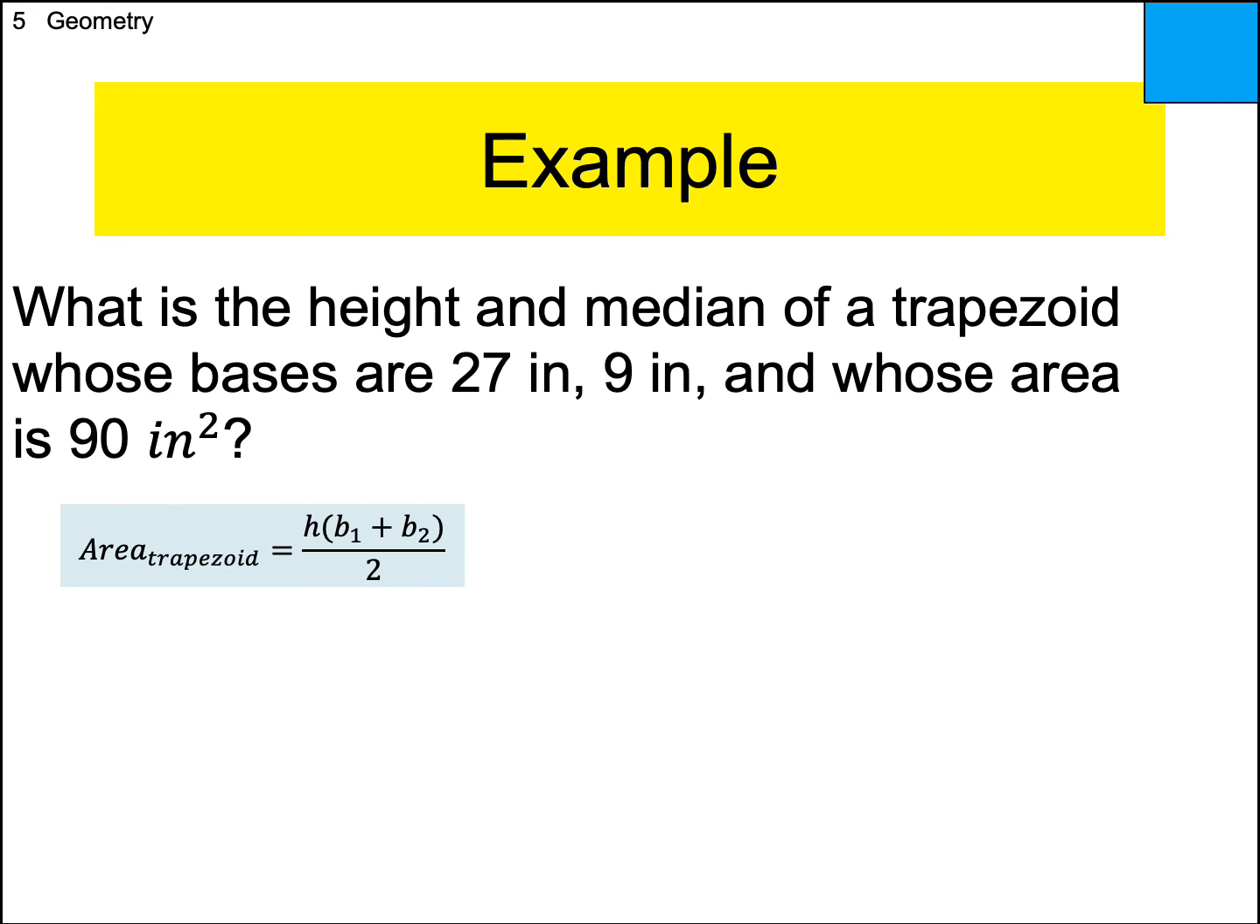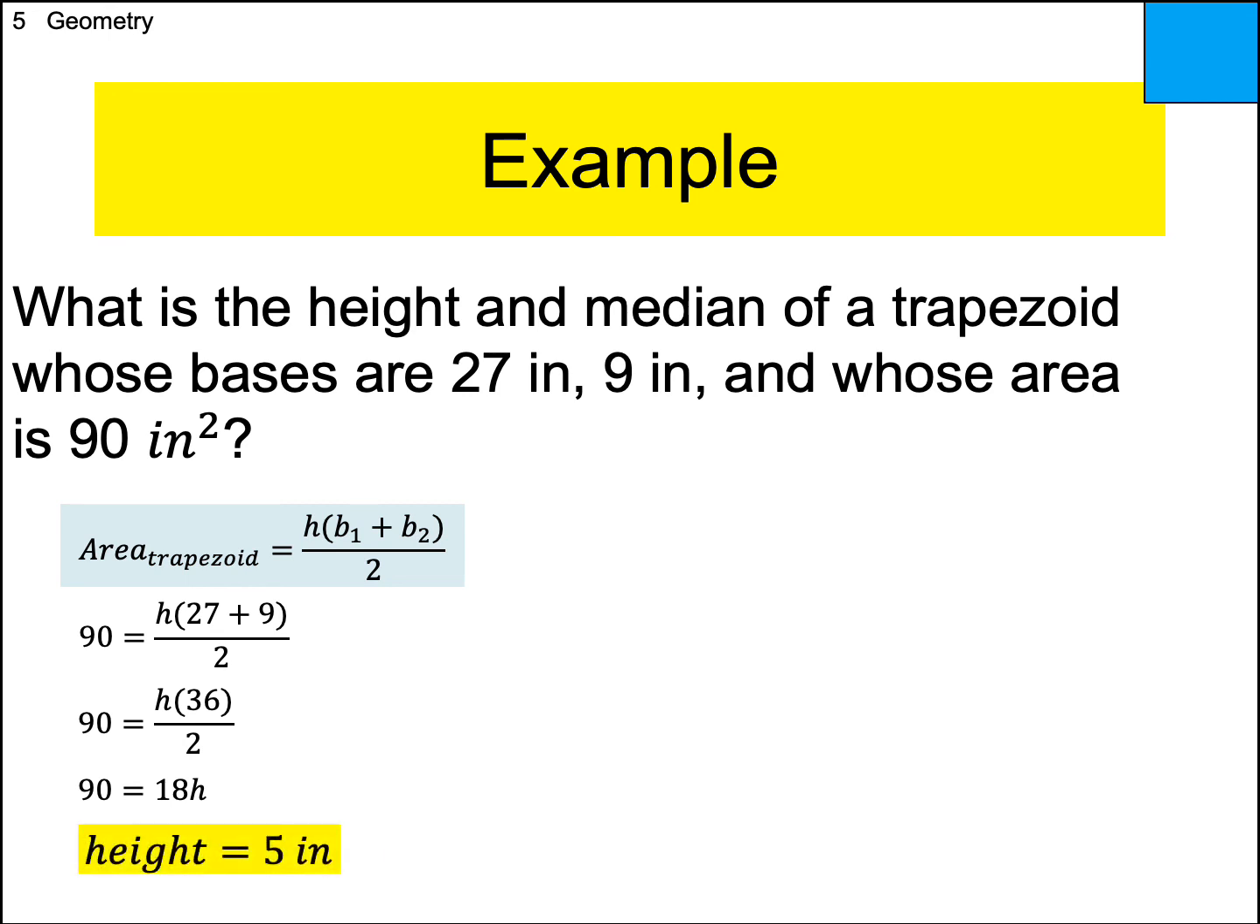So it says the two bases are 27 and 9, okay. And it says the area is 90. When I do that, notice I only have one variable in the formula now, h, and I can clearly solve for that. So let's solve for h. 27 and 9 is 36. 36 divided by 2 is 18. And 90 divided by 18, I think it's divisible. That would be a height of 5. And this was in inches, so inches. Okay. So first part of the problem done, we found the height.